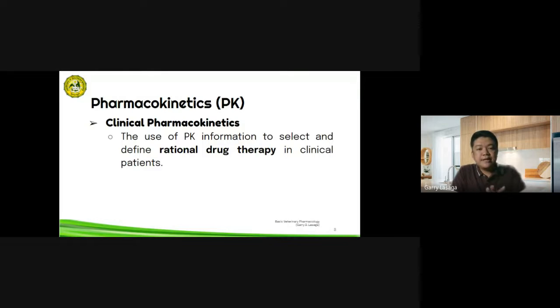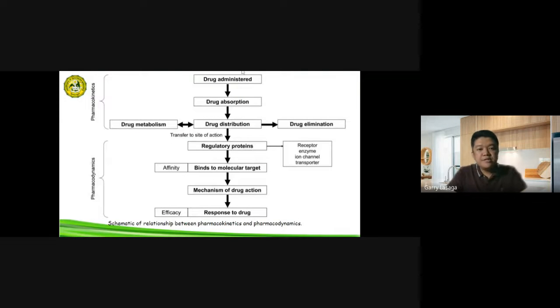For example, the PK information that can be considered are the half-life of the drug, that is one of the parameters that we can use. Another is the withdrawal period or the withdrawal time of the drug. These particular parameters can be used in order for us to be able to choose a drug that is safe and that is free of detrimental adverse effects to the patient. So these are the components of the pharmacokinetics and the pharmacodynamics.